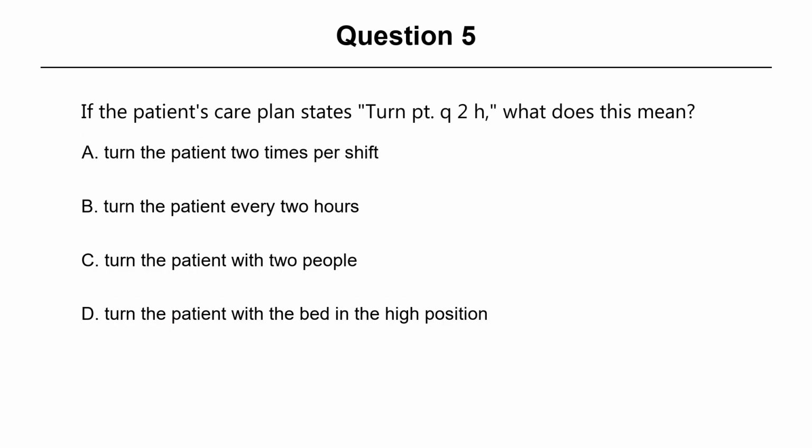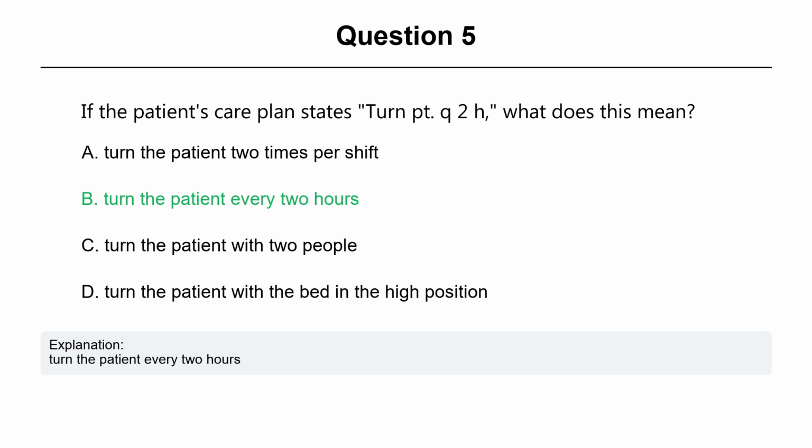Question 5. If the patient's care plan states turn patient Q2H, what does this mean? Option A, turn the patient 2 times per shift. Option B, turn the patient every 2 hours. Option C, turn the patient with 2 people. Option D, turn the patient with the bed in the high position. The correct answer is option B, turn the patient every 2 hours.